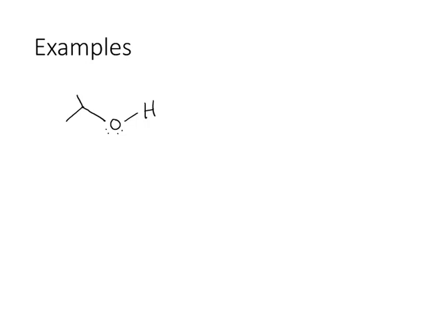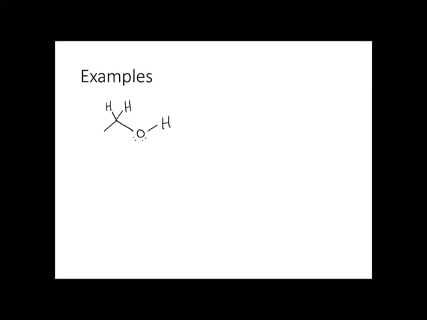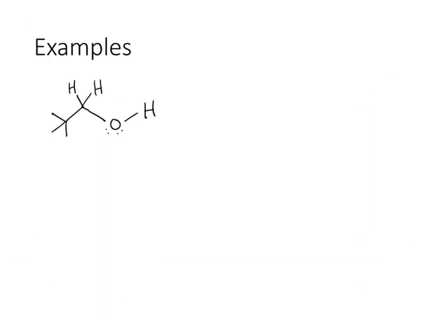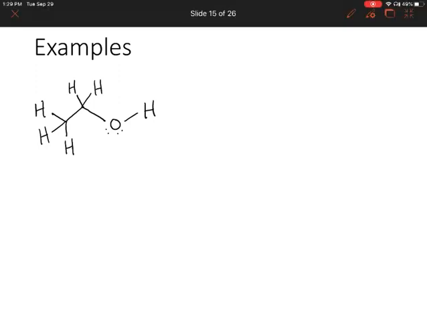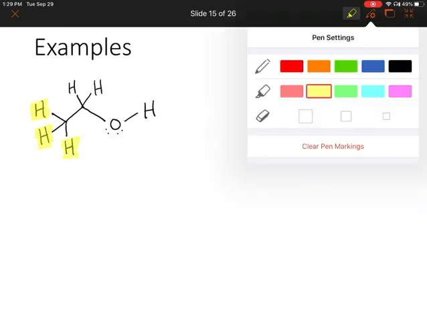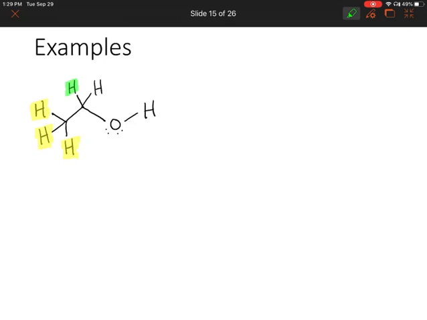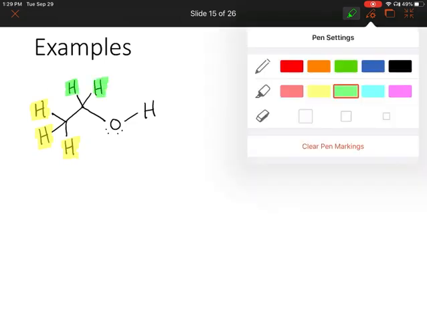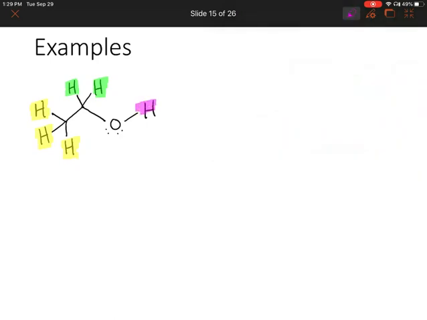So on the central carbon there are 2 hydrogens because carbon likes 4 bonds total. And the carbon on the left has 3 hydrogens, again because carbon likes to have 4 bonds. So I'm going to highlight the 3 hydrogens on the left in yellow. I'll highlight the hydrogens on the second carbon in green. And then I'll highlight the hydrogen on the oxygen in purple.